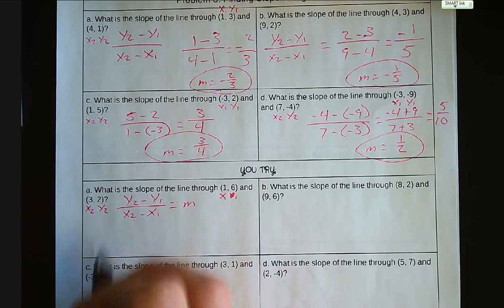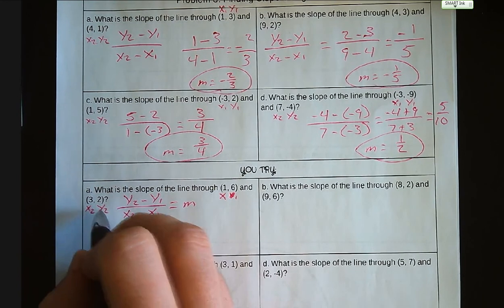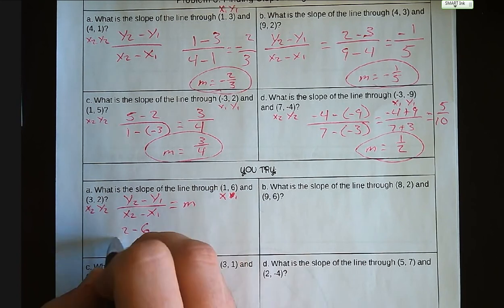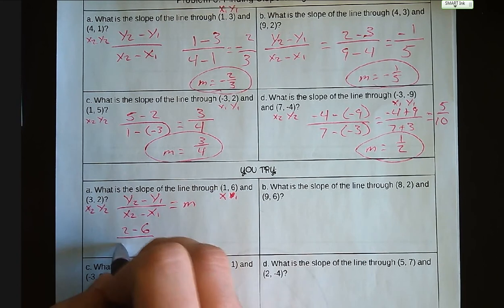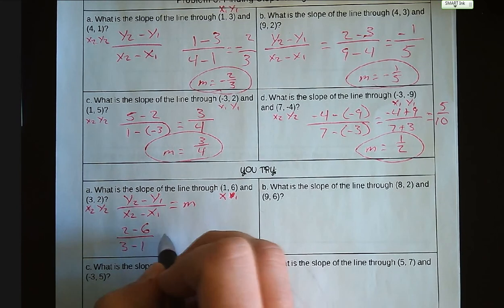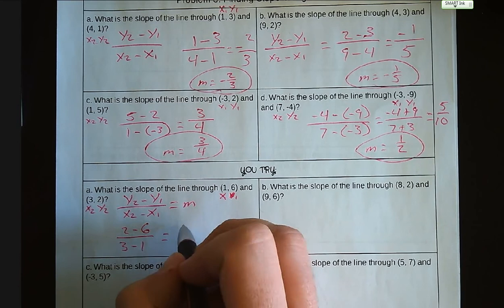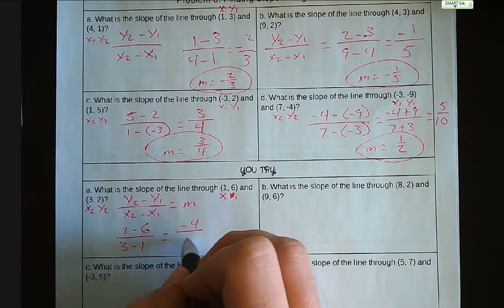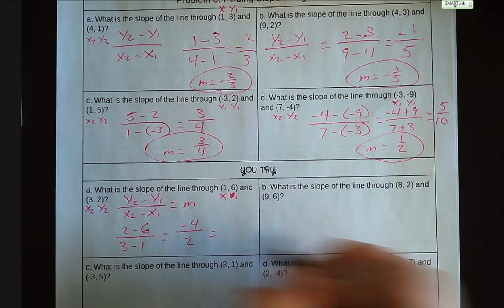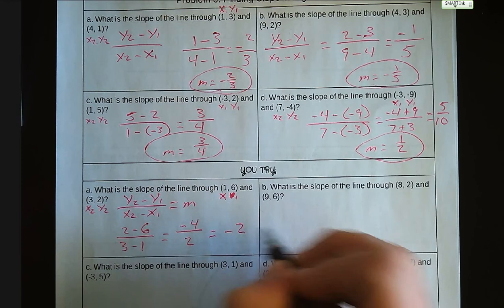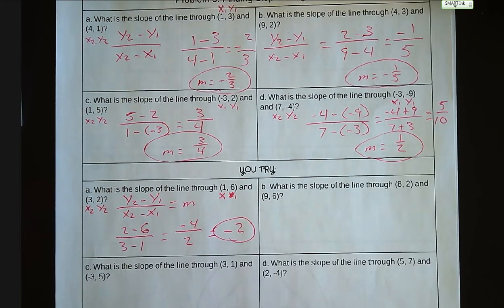So y2 is our 2 minus y1, which is 6. x2 is 3, and x1 is 1. So 2 minus 6 is negative 4. 3 minus 1 is 2. And then negative 4 over 2, that is also equal to negative 2. And that is going to be our slope for that one.